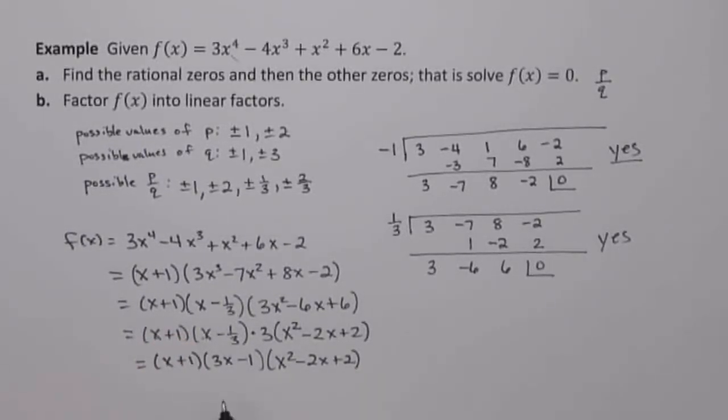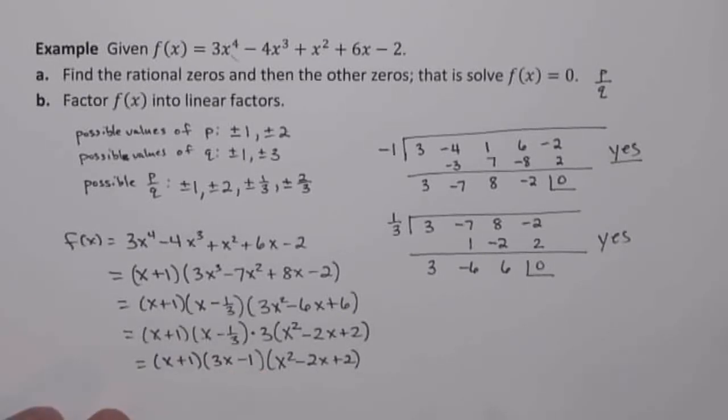Okay, so I still need to find the other rational zeros, if there are any, and it doesn't appear that there are any. So I'm going to use this last part to find the other zeros. Now it would be nice if that factors, but it doesn't. So I'm going to have to use the quadratic formula to solve and figure out what the other two zeros are.